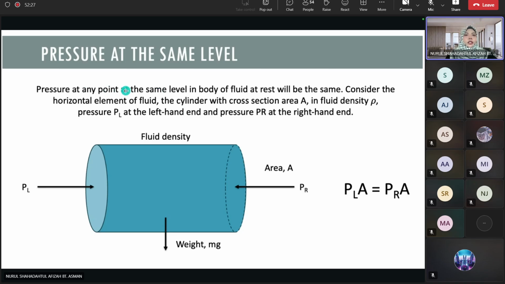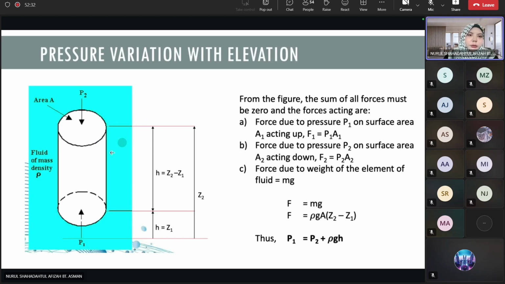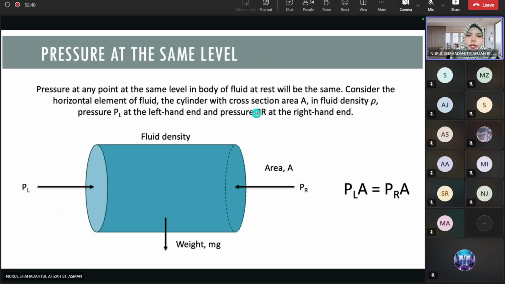Next, pressure at the same level. Previously we had different levels, which is pressure P1 and pressure P2, so it's a different height. In this one, with the same height, the pressure at any point at the same level in a body of fluid at rest will be the same.